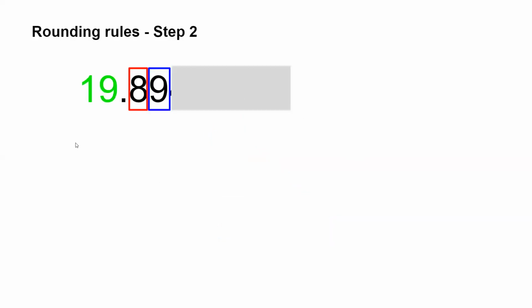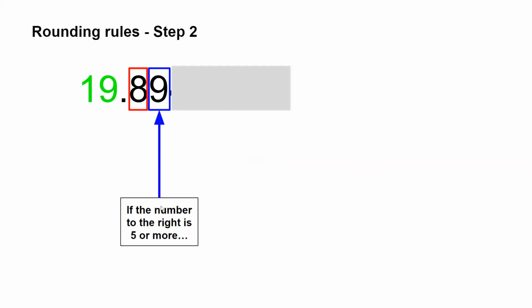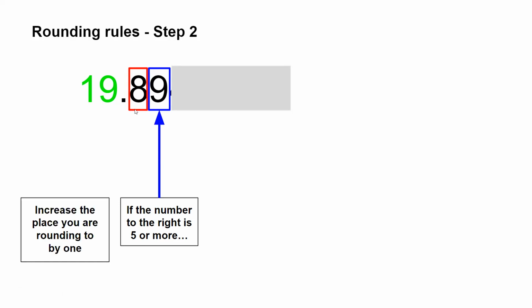So let's look at step 2. Here's where we were in step 1. If the number to the right is 5 or more, as it is in this case, it's number 9, that's more than 5, we're going to increase the digit in the place we're rounding to. So this is an 8. We're going to increase that to a 9. We're going to round it up. So our answer to this would be 19.9, rounded to the 10th place. And you can see we only have 1 number to the right of that decimal.